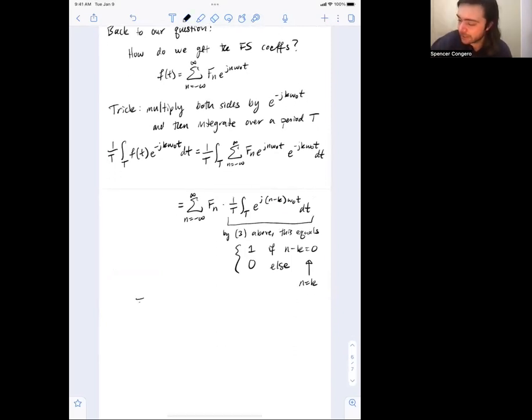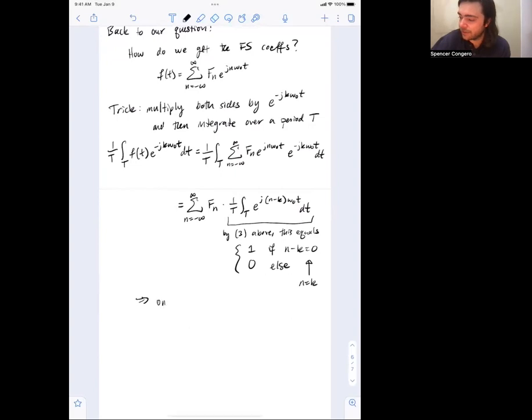So what does that tell us? Well, it tells us that in this sum, as I'm going over n, k is fixed. k is something I chose at the beginning. So the sum is going over all these n's. And if n does not equal k, then this term here is going to be 0. And so it's just going to be multiplying this f sub n by 0, and it's going to get rid of it. The only term in this entire infinite sum that is not zeroed out by this expression is when n equals k.